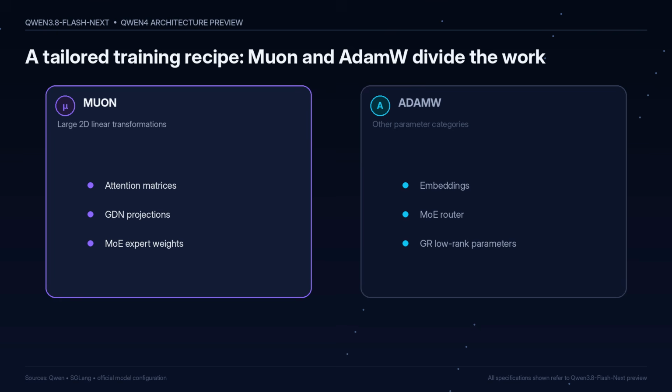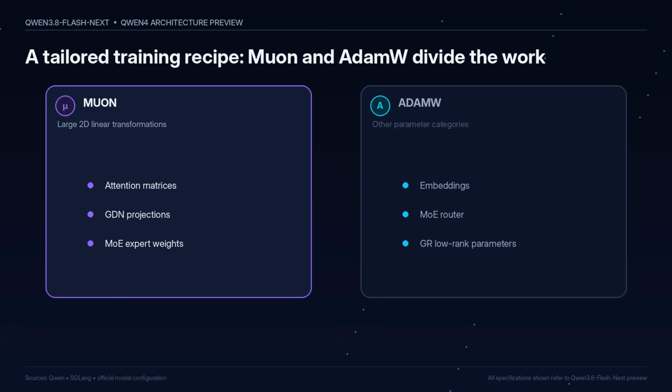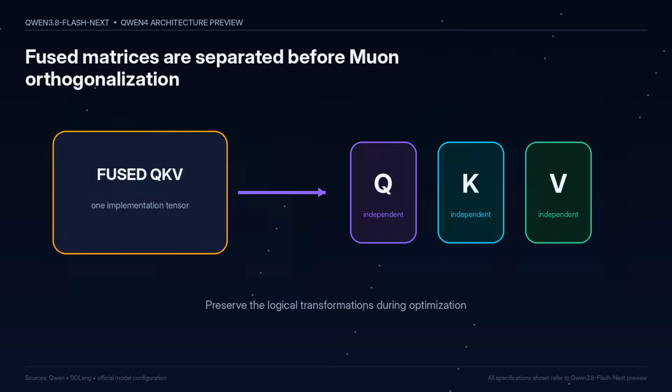Qwen3.8 Flash Next is trained primarily using the Muon optimizer. But they don't use Muon on everything. The large two-dimensional linear transformations, attention matrices, gated DeltaNet projections, and expert weights use Muon. But things such as embeddings, the MoE router, and low-rank gated residual parameters continue using AdamW. Even fused matrices are treated carefully. If QKV or other transformations are fused together during implementation, Qwen separates the logically independent transformations before performing Muon's orthogonalization.